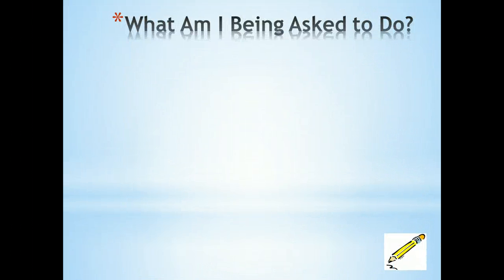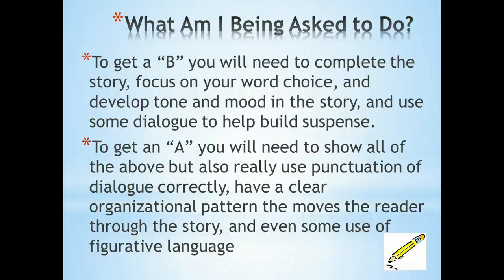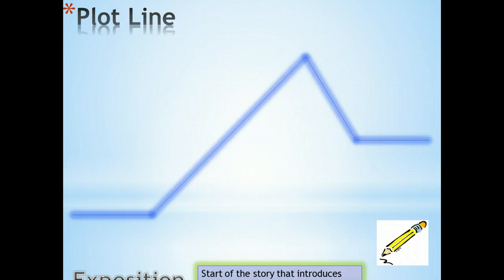To get a B, you're going to have to complete the story. You're going to have to write it. I'm going to be looking at word choice, how you develop tone and mood in the story, and use some dialogue to help build suspense and to write like Poe. To get an A, you're going to need to show all of the above, and then also really use your punctuation on your dialogue correctly, have clear organization pattern that moves the reader through the story, and possibly even use some figurative language.